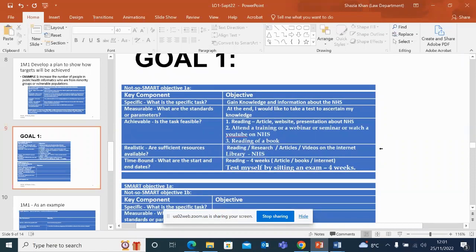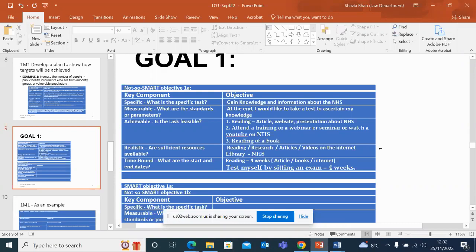So this is not so SMART objective. The key component here is the specific. So what is the specific task? So you gain knowledge and information about the NHS. What are the standards of the parameters? So the measurable side of it. At the end, I would like to take a test to ascertain my knowledge. Is this achievable? So it is achievable by reading articles, websites, presentations about NHS, and also number 2 is to look at attending a training or webinar or seminar or watch a YouTube on NHS.